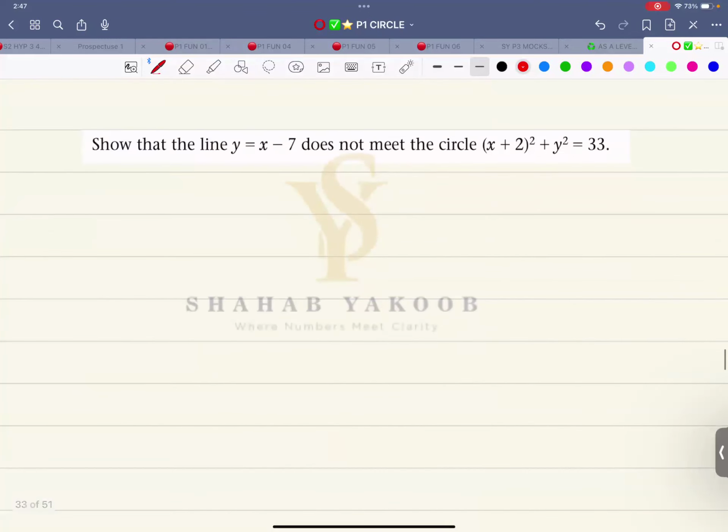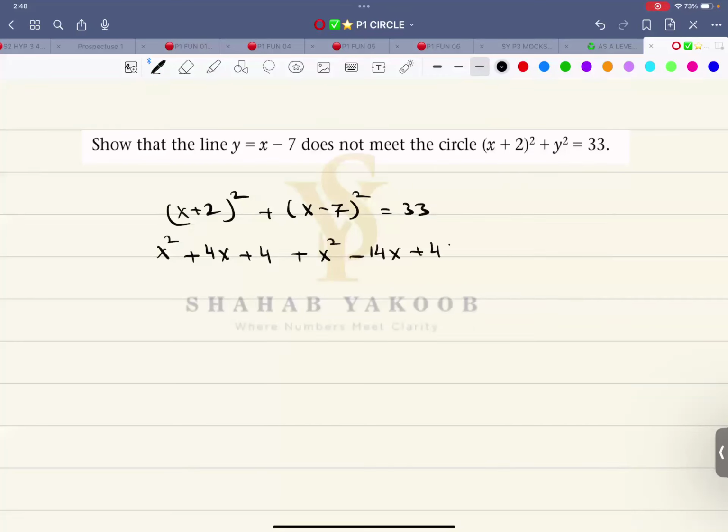Show that the line does not meet the circle. This is about the discriminant. So let me make a single equation. So first of all, y is x minus 7. So this is x plus 2 whole square. This is x minus 7 whole square is equal to 33. X squared plus 4x plus 4. This is x squared minus 14x plus 49 minus 33 equals 0.